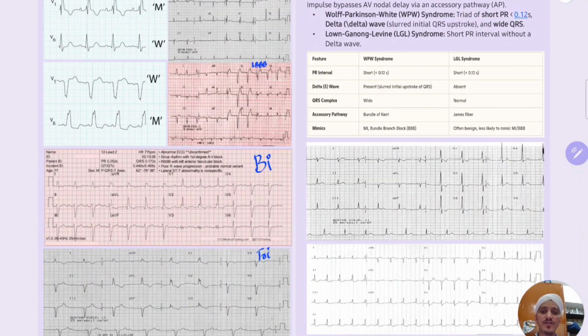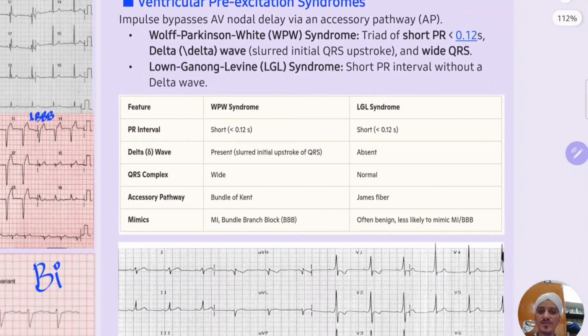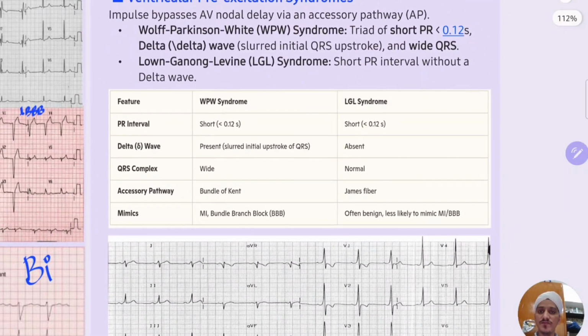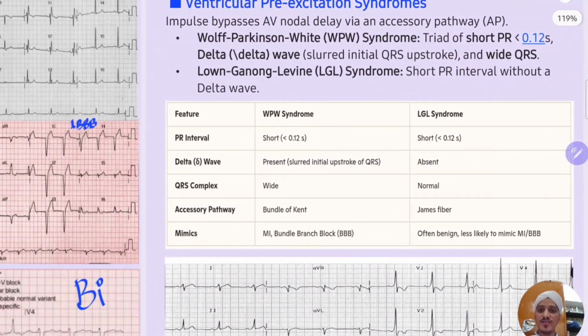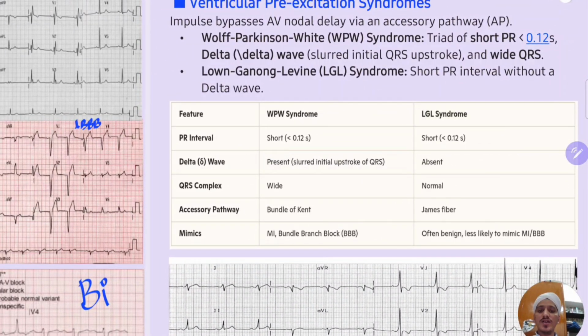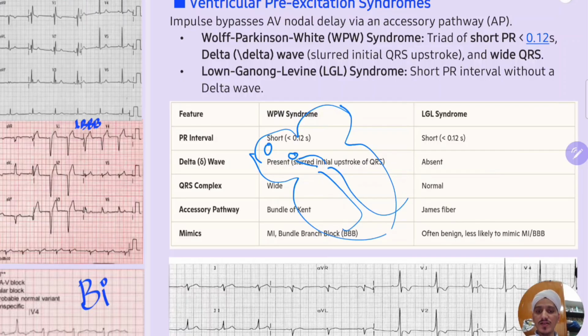Okay, we will finish this also. Pre-excitation syndromes. This is also a small topic. We will finish this. What is pre-excitation syndrome? If this is the heart, this is the normal conduction pathway. So you will have an accessory pathway, an additional pathway. So that is known as pre-excitation. Having an accessory pathway is pre-excitation.